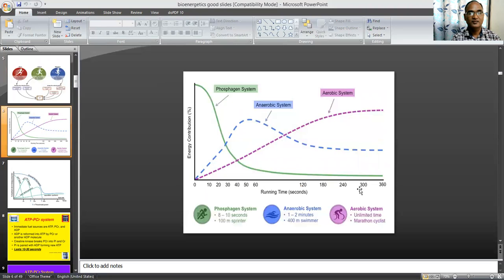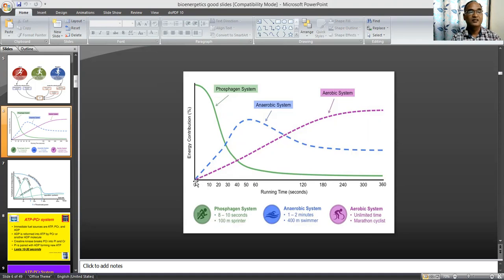So this is another piece of information. The phosphagen system is very limited. It will carry only the first 10 to 50 seconds. Based on your exercise, it may extend up to a maximum of 3 minutes. And the anaerobic or lactic acid system will give you a supply of 3 to 5 minutes. More than 5 minutes means it will again fall down.